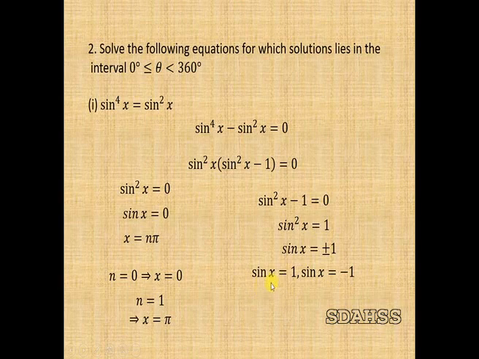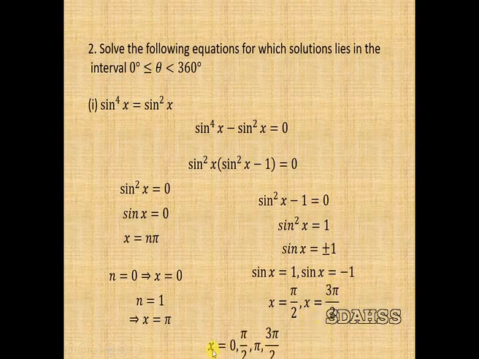Sin x is equal to 1 means x is equal to pi by 2. Sin 90 is 1. Sin x is equal to minus 1, we can write x is equal to 3 pi by 2. So x is equal to 0, pi by 2, pi, 3 pi by 2.